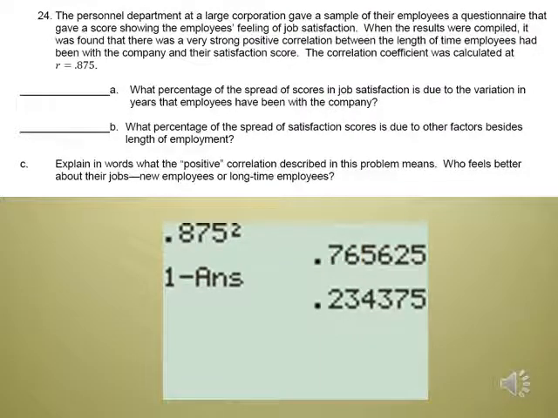Basically the same kind of thing on the next one, where they're looking at how long employees have been with the company and what their level of job satisfaction is. For part A, I took the R value that was given and I squared it, and it's like 0.765625, or about 77%. The amount of job satisfaction that's due to other things, I subtracted from 1 and got about 23%. And since it's a positive correlation on part C, we could say the longer people have been with the company, the better they feel about their job, basically. The long-time employees are going to have more positive ratings than the new ones.